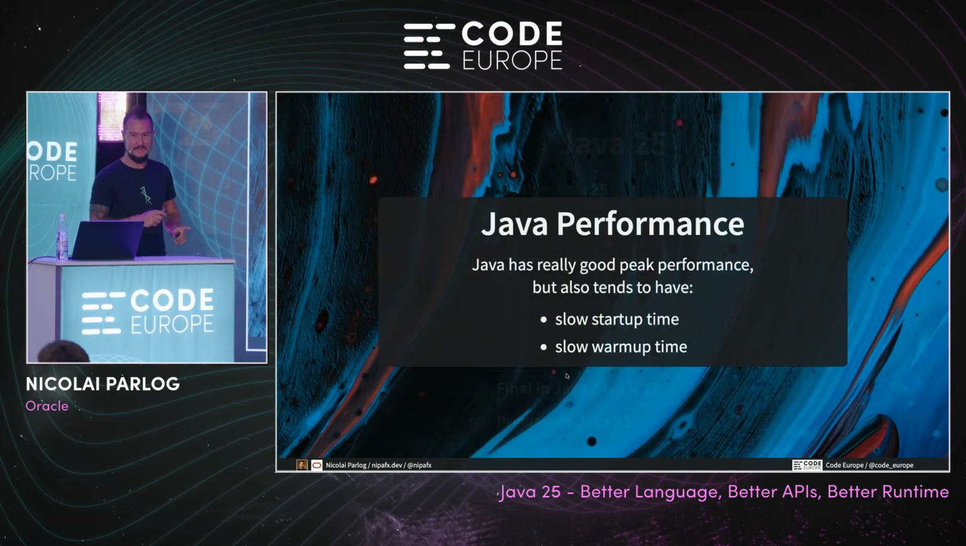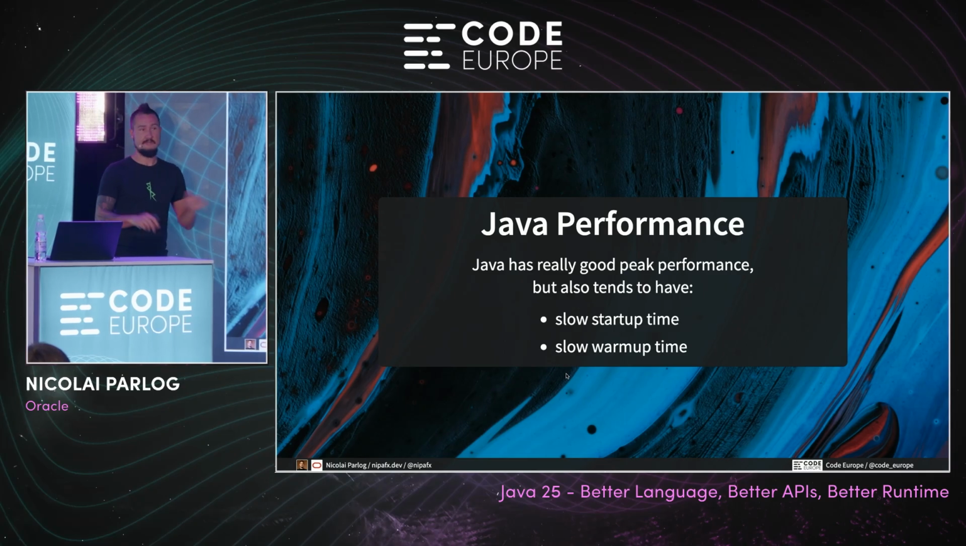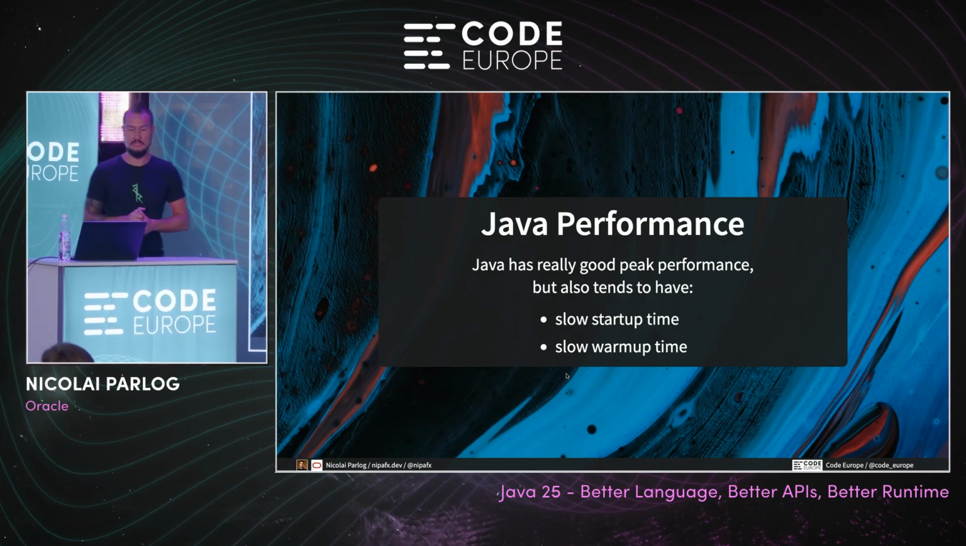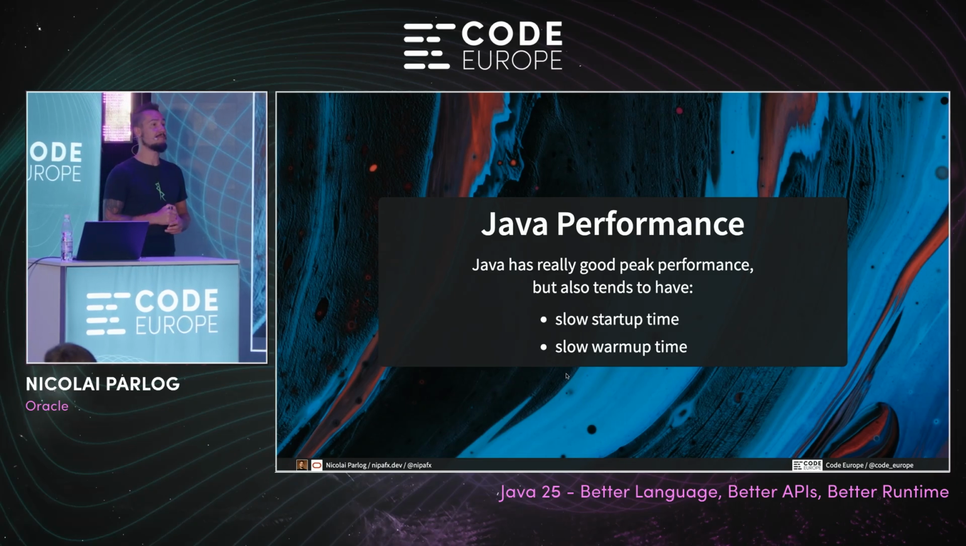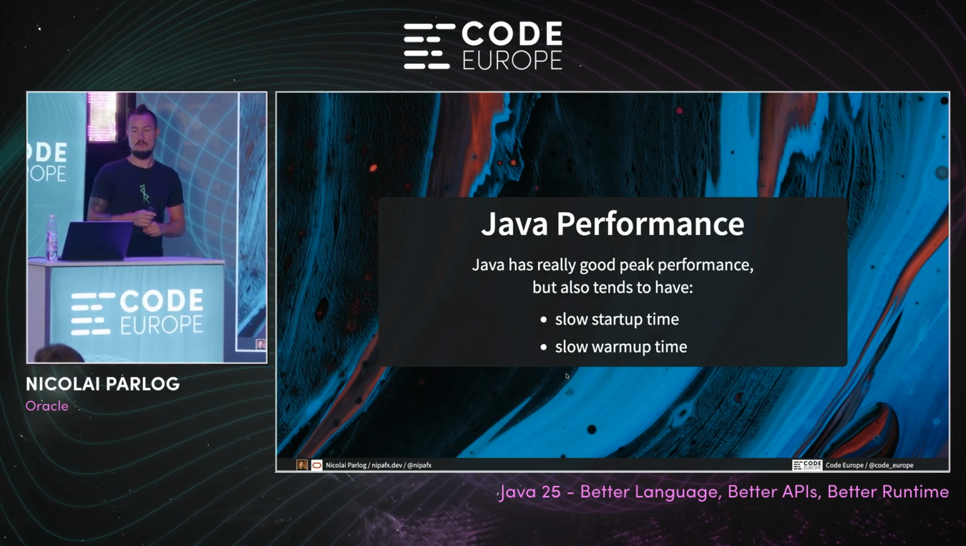Important difference. So Java has really good peak performance. Don't let anybody tell you otherwise. If you just look at CPU cycles, Java can definitely rival C and C++ code. But it might take a while to get there. Java has slow startup time and slow warm-up time.